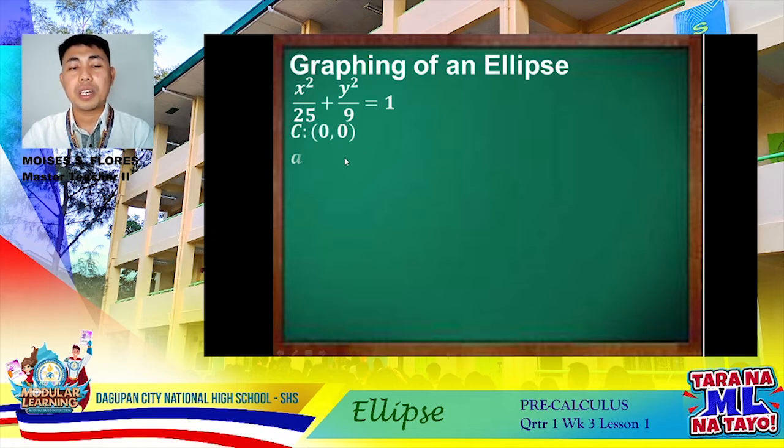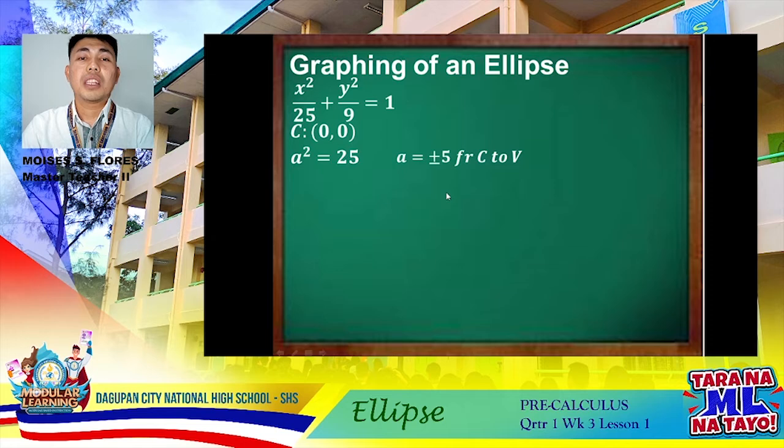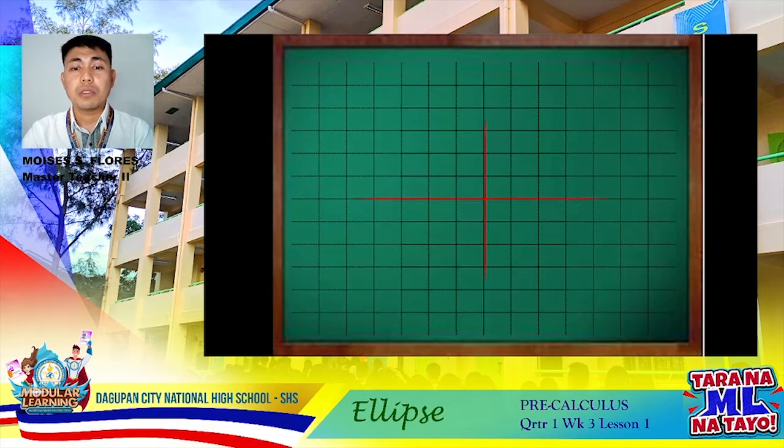So again, our major axis, a squared equals 25, then extract it. We have positive or negative 5. And again, take note, our a stands for the distance from your center to your vertex. Let's show it on the graph. Okay, so this is now our center, the origin. Then 5 units to the right, 1, 2, 3, 4, 5. Okay, there you have.